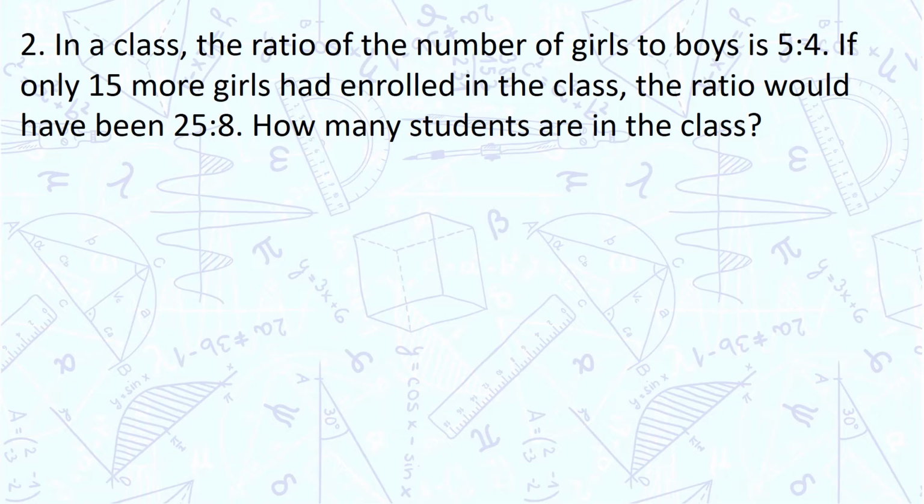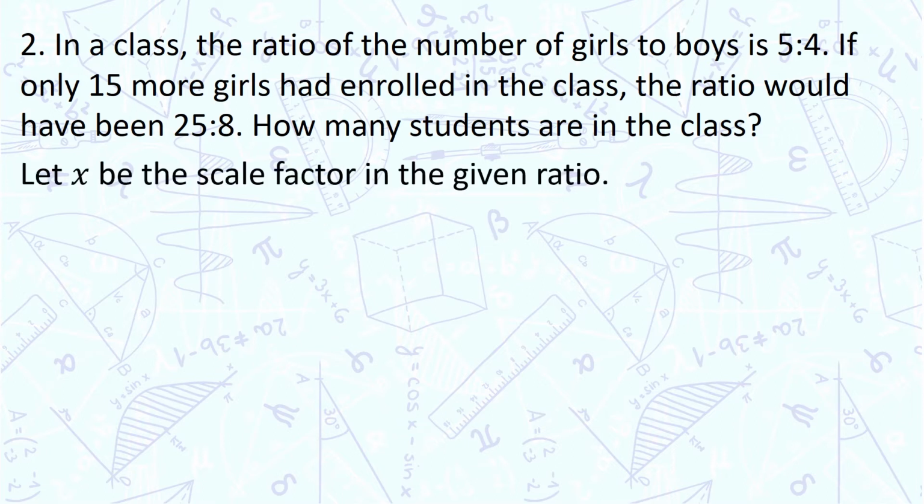Question number 2. In a class, the ratio of the number of girls to boys is 5:4. If only 15 more girls had enrolled in the class, the ratio would have been 25:8. How many students are in the class? Let x be the scale factor in the given ratio.